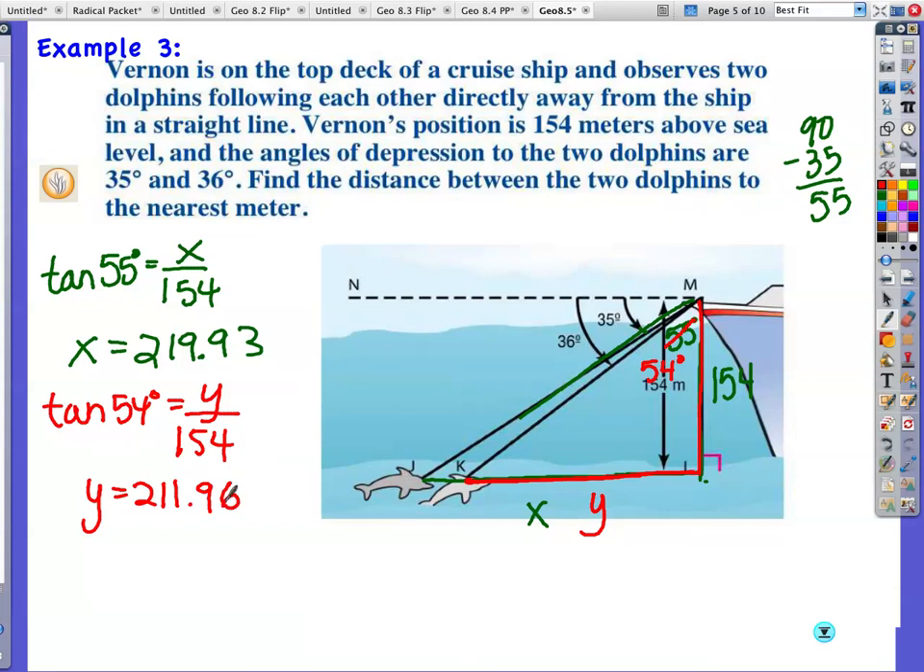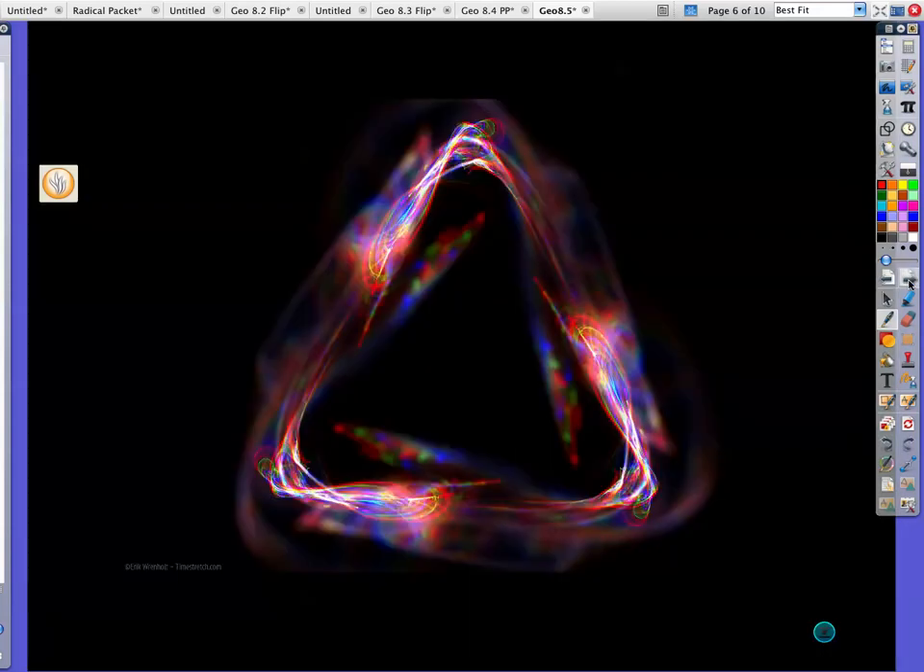And now they want to find the distance between the 2 dolphins, so I'm going to take the 219.93, subtract 211.96 from that, and I'm getting 7.97, and it says round to the nearest meter, so I will say 8 meters. And we're done. That's it for that section.